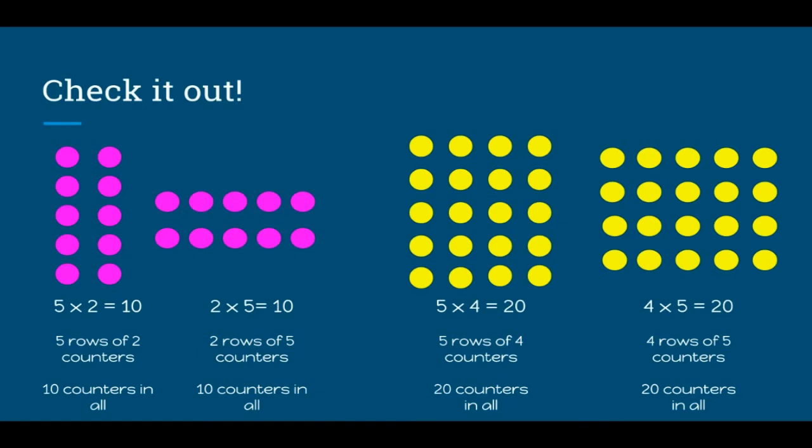Let's look at the yellow arrays. On the left, you have 5 times 4 equals 20. 5 rows of 4 counters, 20 counters in all. On the right-hand side, you have 4 times 5 equals 20. 4 rows of 5 counters, 20 counters in all. Just like the other array, the 5 and the 4 switch places, but the 20 stays the same. We did not add any counters in, and we did not take any out. Great job!